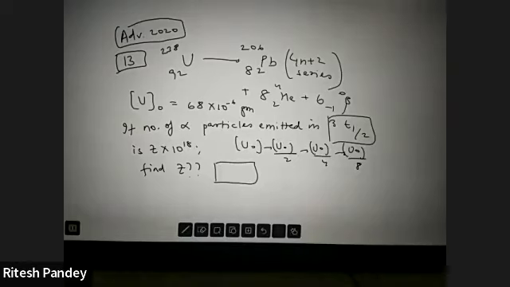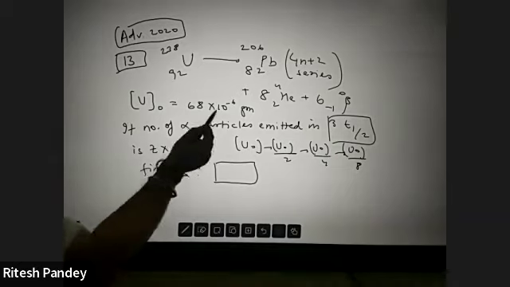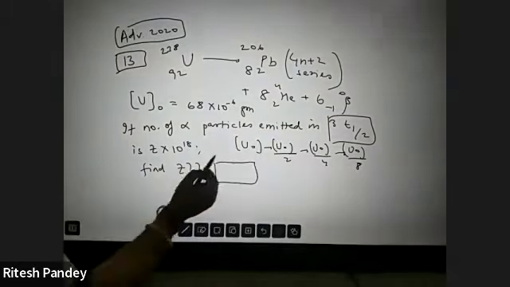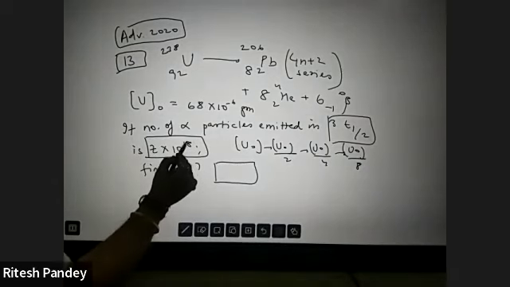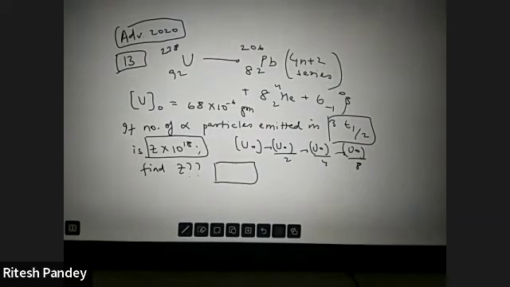This is uranium dating, which is used to find the age of a rock or landscape which is a few million years old. But here they're not talking about the age. They're talking about the fact that if this is the initial amount of uranium you begin with, and in 3 half-lives, if this is the amount of alpha particles which have come out, what is that? A nice way of asking a numerical value question.